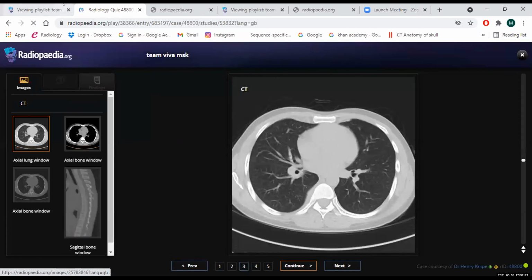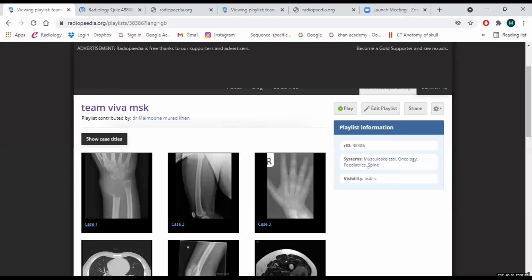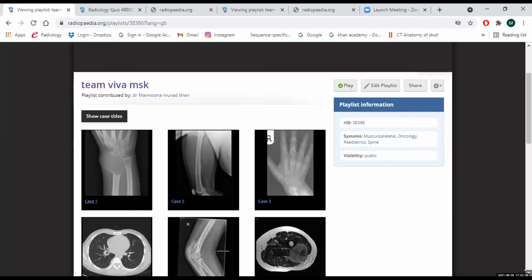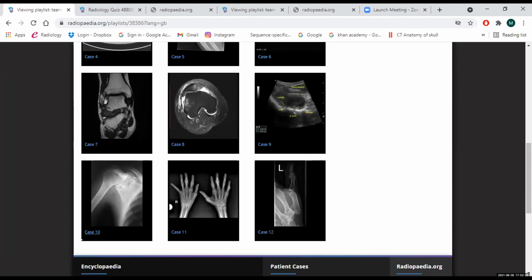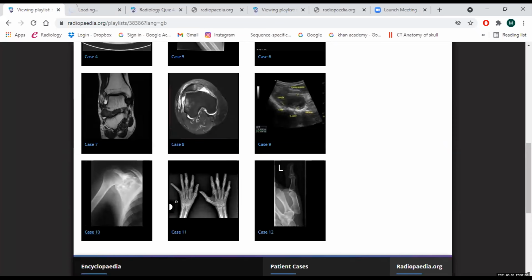Okay. And next was, I think, this one, I told you the diagnosis. The diagnosis was chondroblastoma. Okay. And stop sharing.